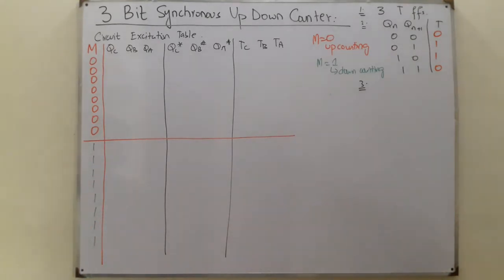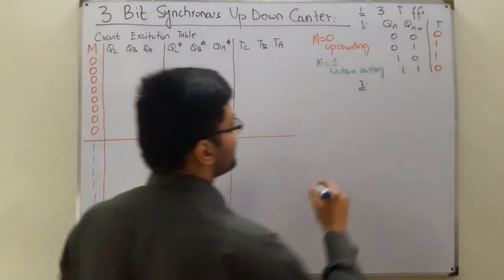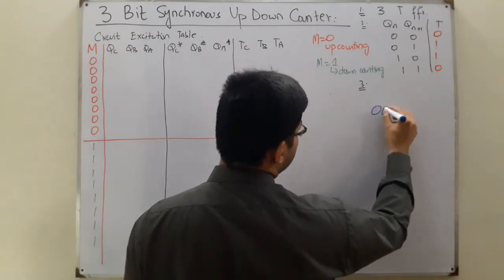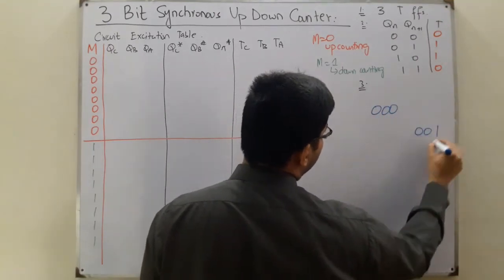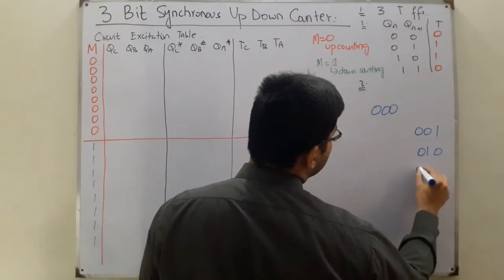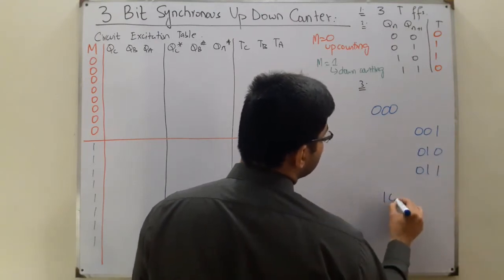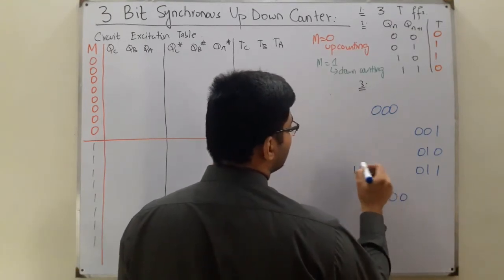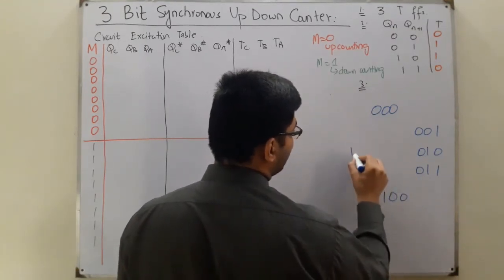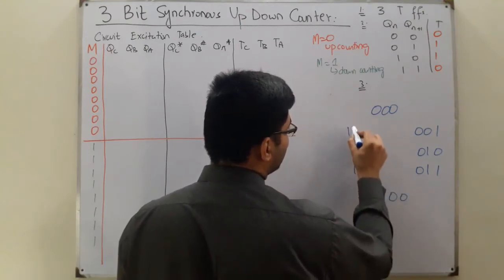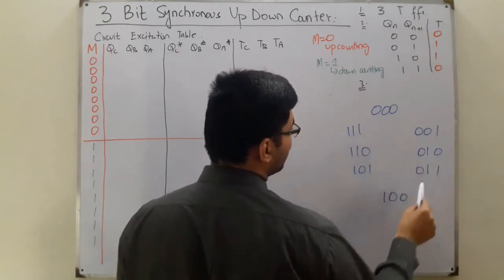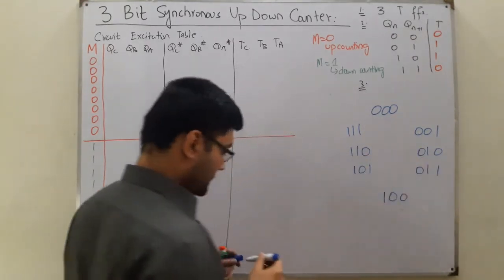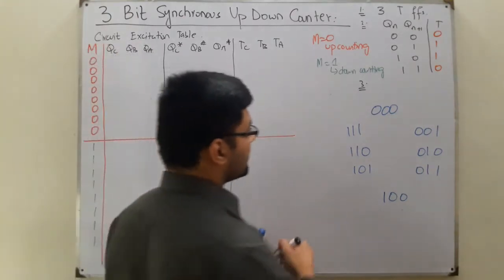So let us draw the state diagram first. You have a total of 2^3 equal to 8 states, which are 000, 001, 010, 011, 100, 101, 110, and 111. Fine? All right. Now you encircle them in sort of a box.